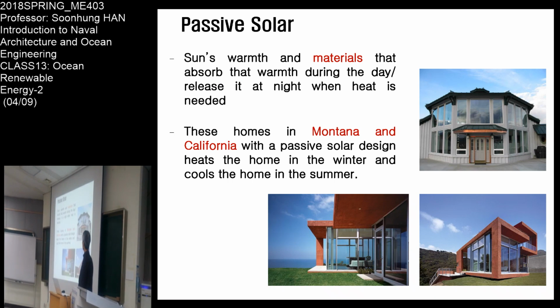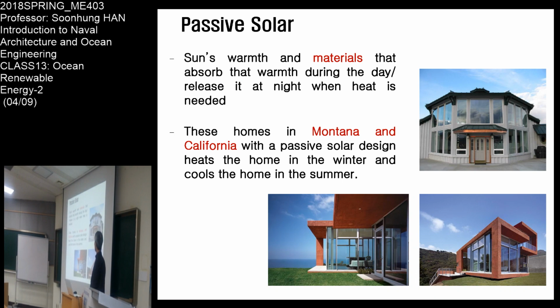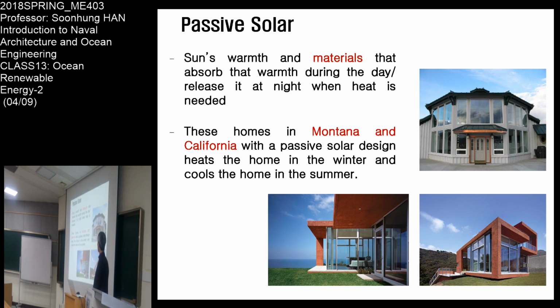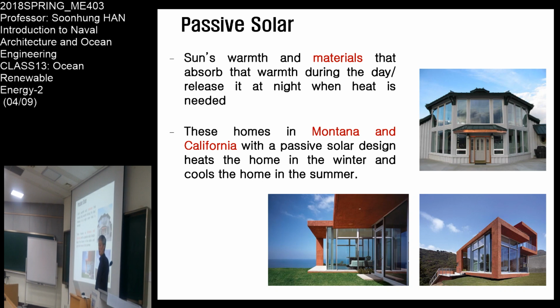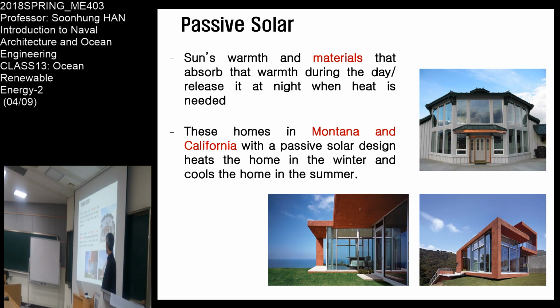Passive solar. So sunshine is warming, right? So the sun's warmth and materials absorb the temperature during the daylight. But at night we are losing it. So in Montana and California in the United States, the sunshine is very good, and they may be desert areas. So passive solar energy can be used for heating and also cooling times.